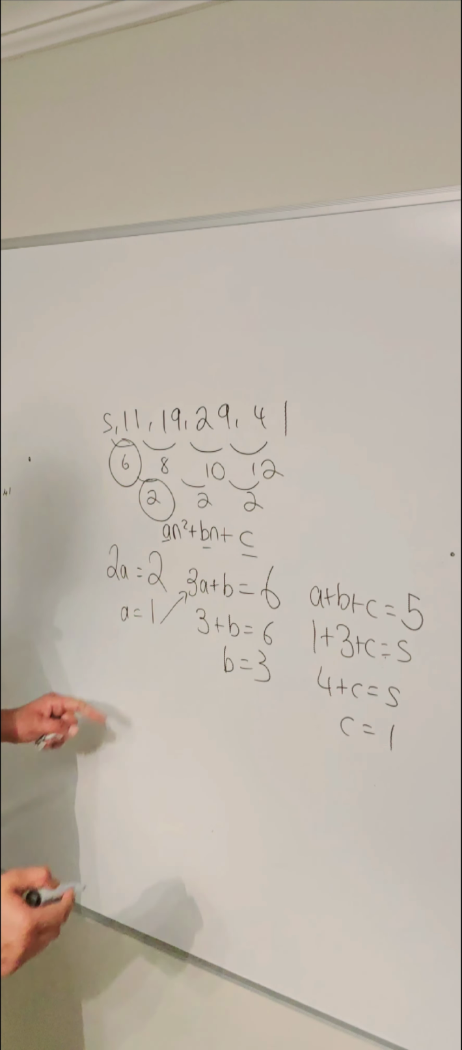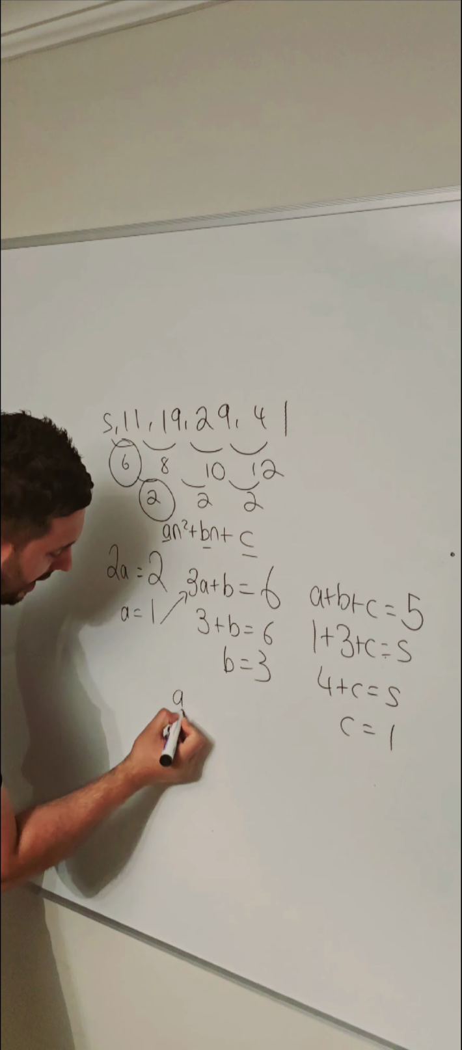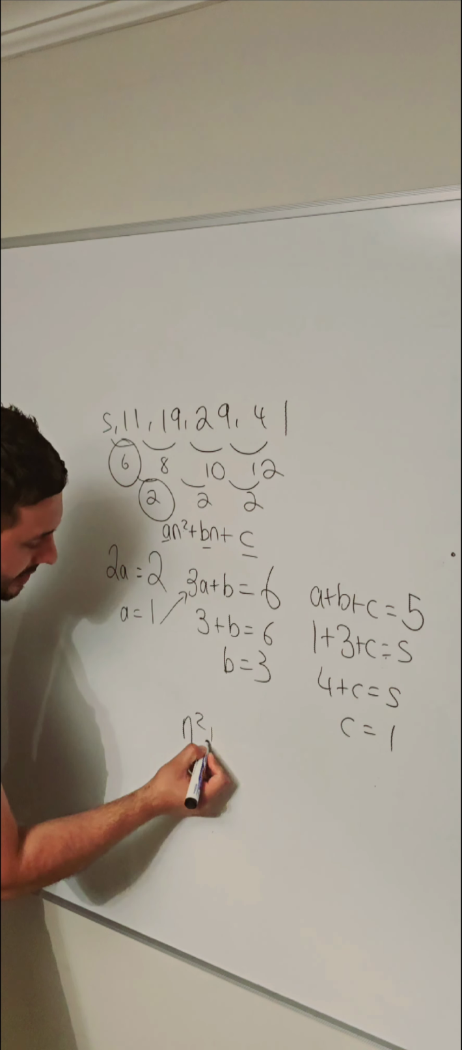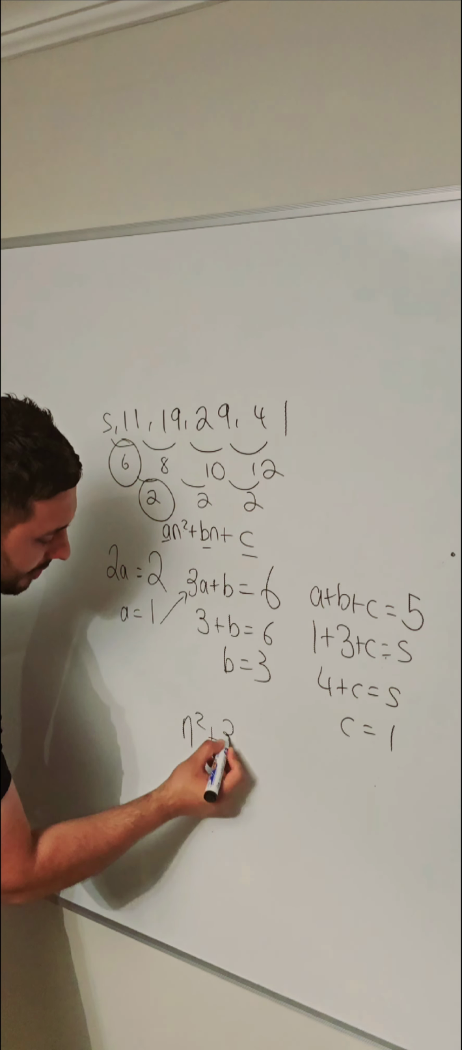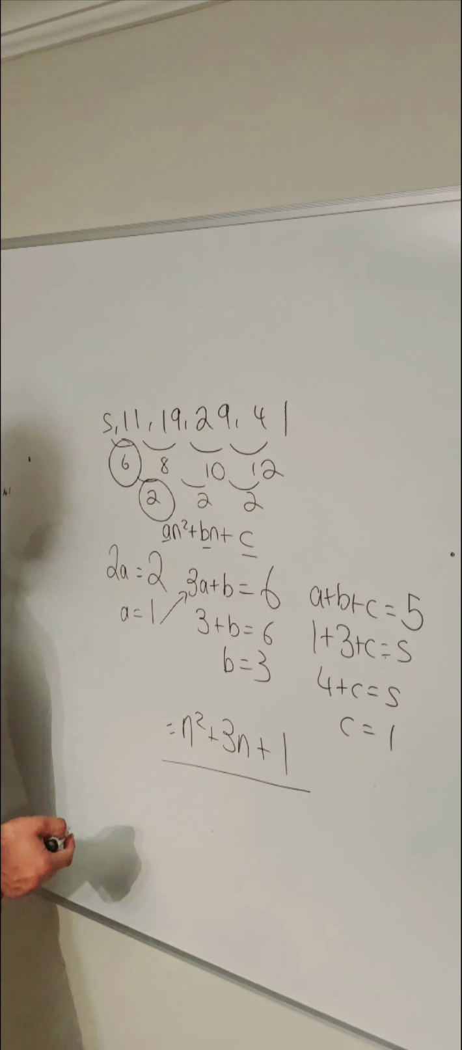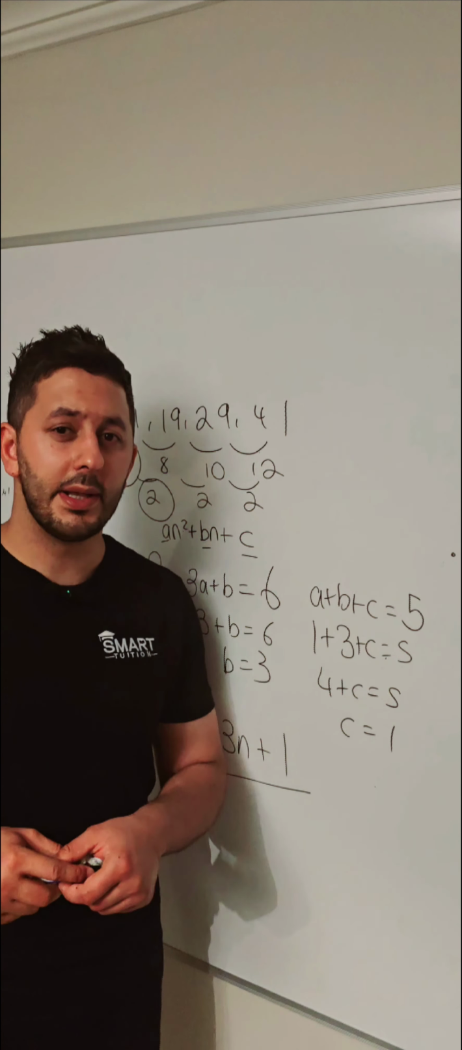Now, just like before, let's substitute it back into an squared plus bn plus c. That's going to be 1n squared plus bn, and b has a value of 3. So that would be 3n plus c, which is equal to 1. The final answer, guys, is n squared plus 3n plus 1.